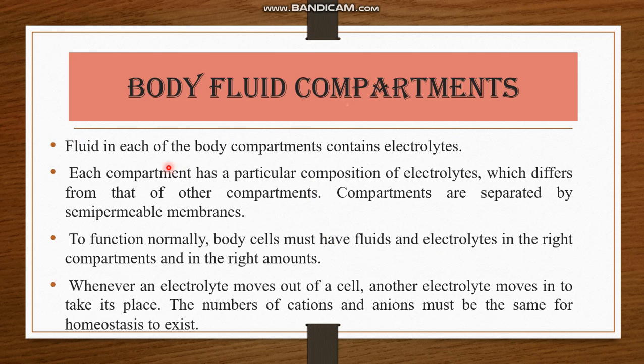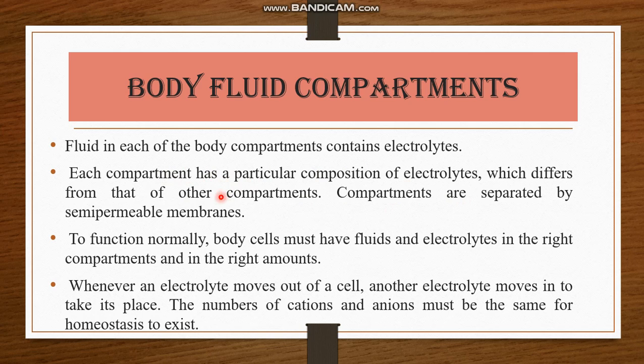Body fluid compartments. Fluid in each of the body compartments contains electrolytes. Each compartment has a particular composition of electrolytes which differs from that of other compartments. The compartments are separated by semi-permeable membranes. The intracellular fluid compartment has an increased concentration of potassium, phosphate, magnesium, and protein. The extracellular fluid in blood plasma has an increased concentration of sodium, chloride, bicarbonate, and protein. Interstitial fluid has an increased concentration of sodium, chloride, and bicarbonate, and a decreased level of protein.